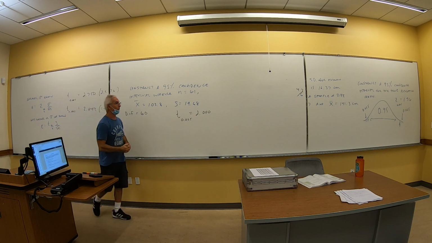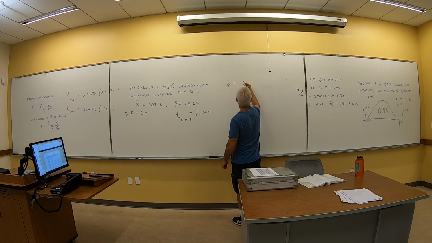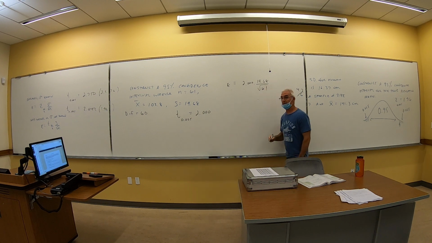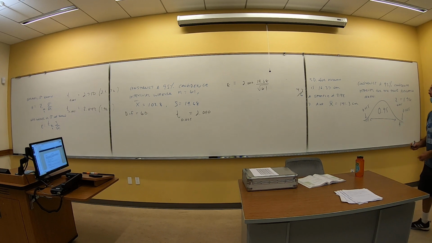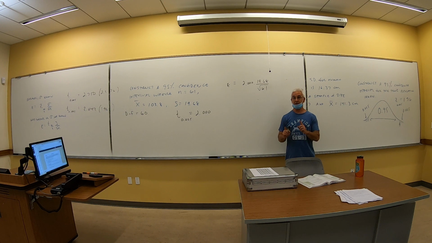Okay? So, what is our error exactly? It is 2.000. I know it's redundant to write the zeros, but this is the number I looked up, times what? 19.68 over the square root of 61. The formula is still square root n. I didn't have to do anything to get here other than look up the right t-value.